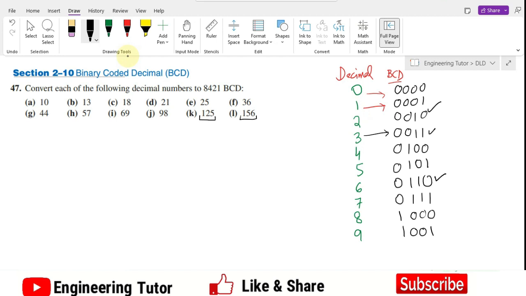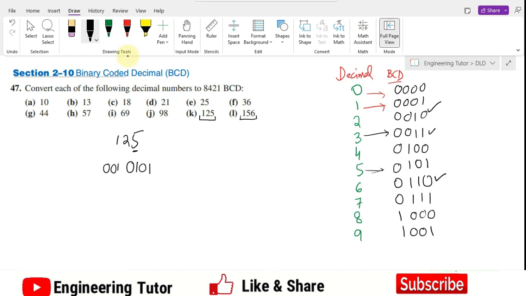Here we have part K, in which the number is 125 in decimal, and we aim to convert it to binary coded decimal. A similar approach will be used, in which we see the equivalent of this 5 in the decimal to BCD table. This is 0101, that is the equivalent of 5. Similarly, the equivalent of 2 is 0010.